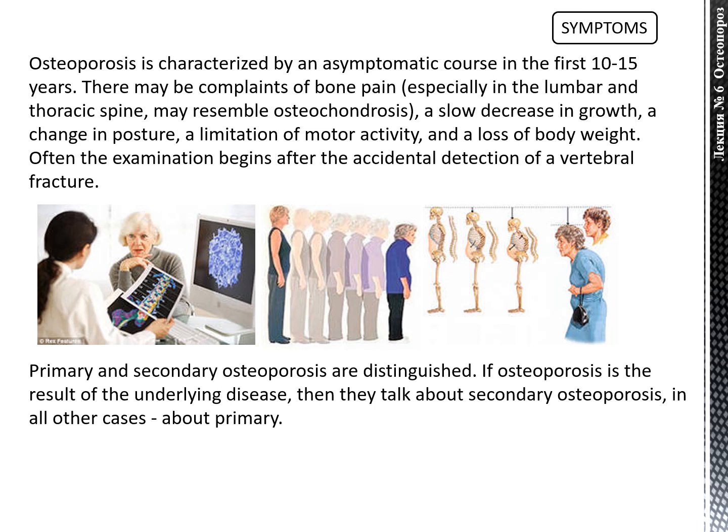Primary and secondary osteoporosis are distinguished. If osteoporosis is the result of an underlying disease, then they talk about secondary osteoporosis. If we have an idiopathic origin and mainly associate it with age characteristics, with the peculiarities of genetics, then it is customary to talk about primary osteoporosis.